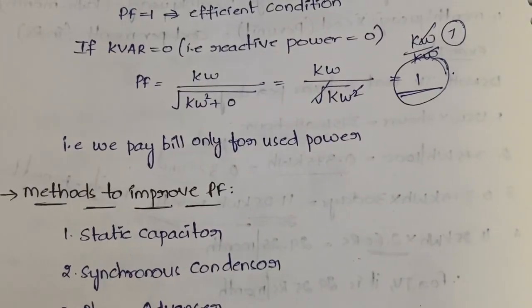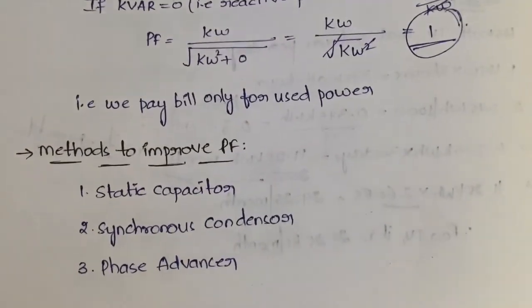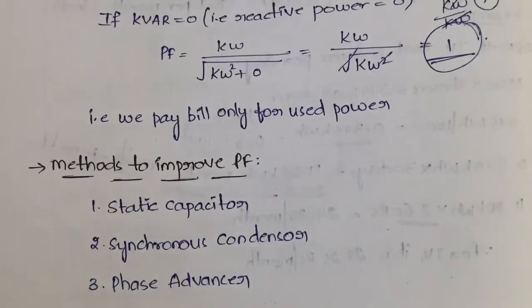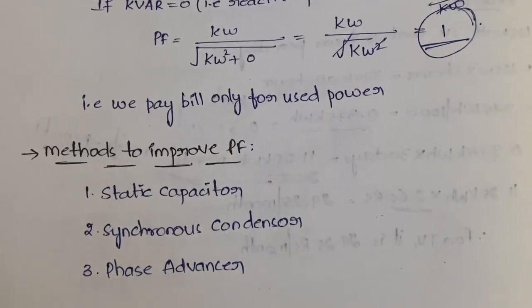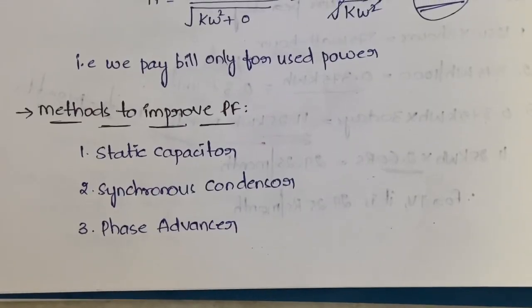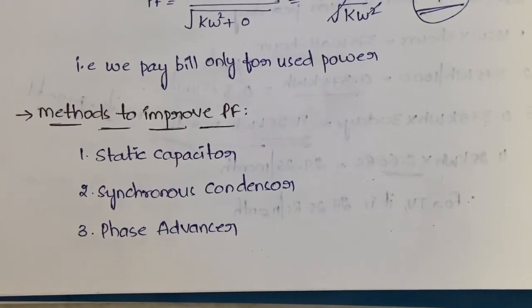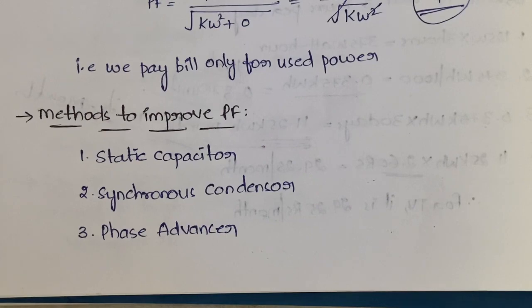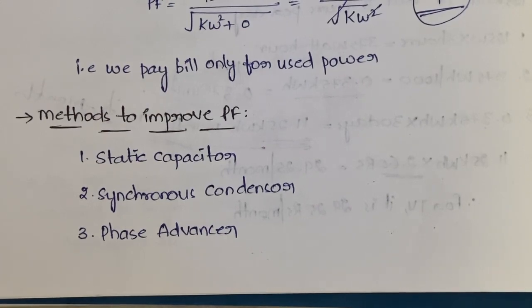Now let us see what are the different methods we have to improve this power factor. So we actually have 3 methods, if you can see here: static capacitor, synchronous condenser and phase advancer. Okay, we are having 3 methods. So let us discuss each of them now, and don't worry guys, it's not going to be complicated.